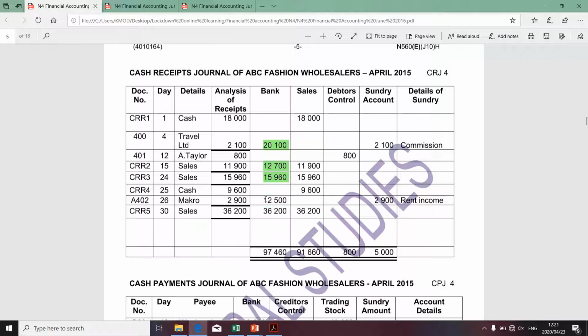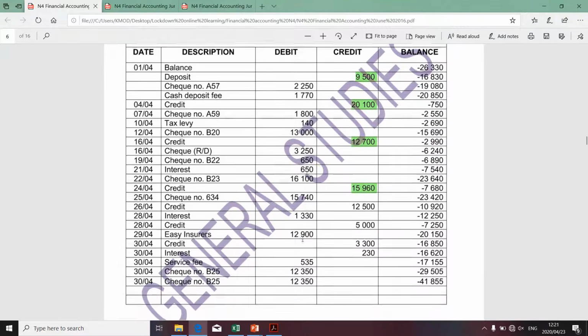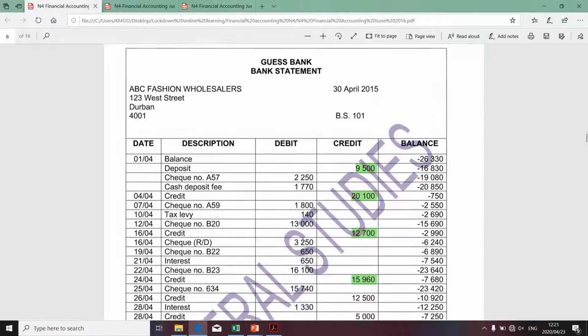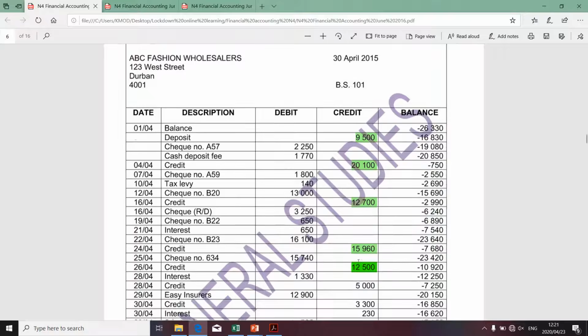The 12,500 appears, there you go. So basically this is a comparison, a reconciliation of the bank statement for the month of April and the CRJ. The purpose of this exercise is to update the CRJ with amounts that were not taken into account and complete the CRJ for the month of April.